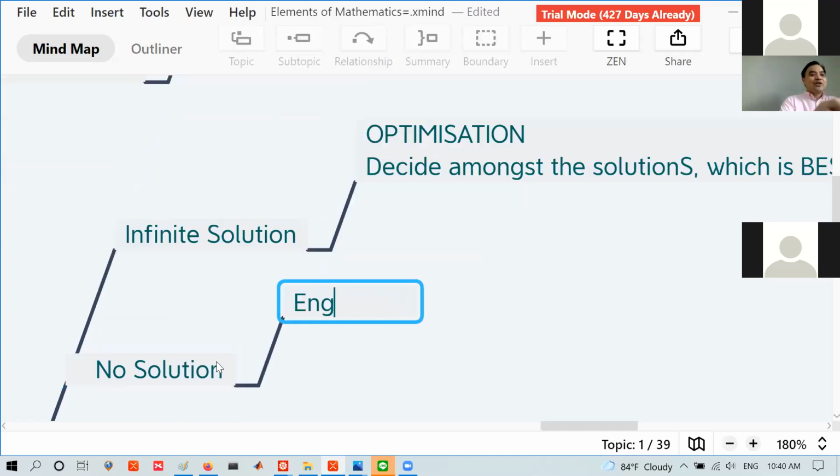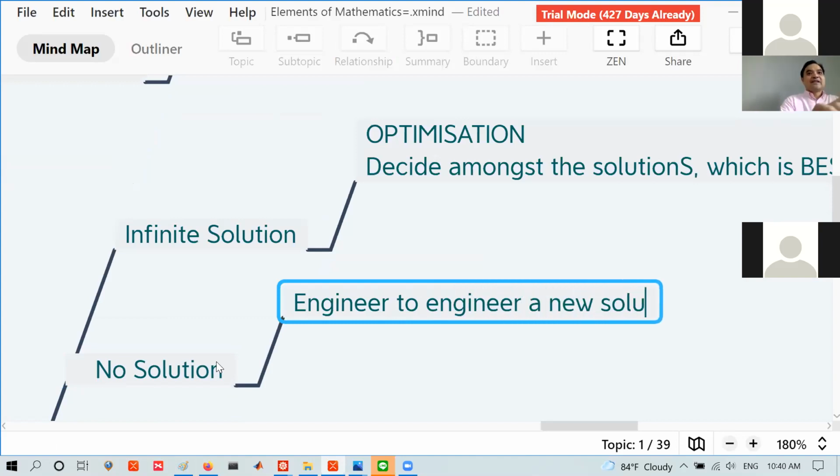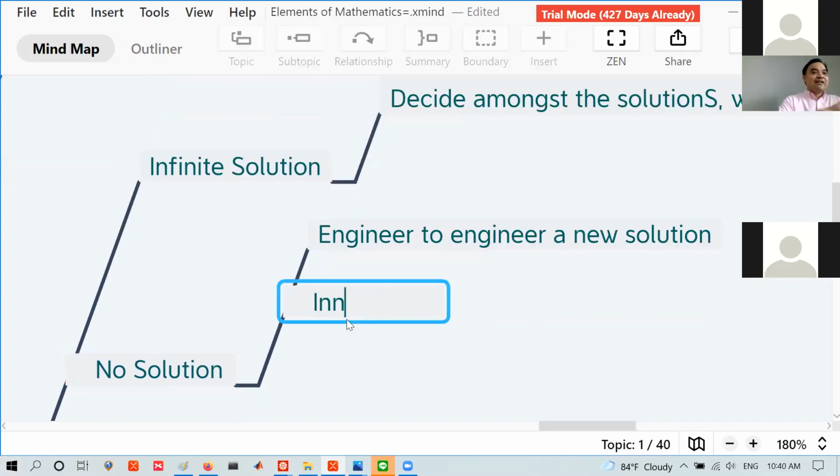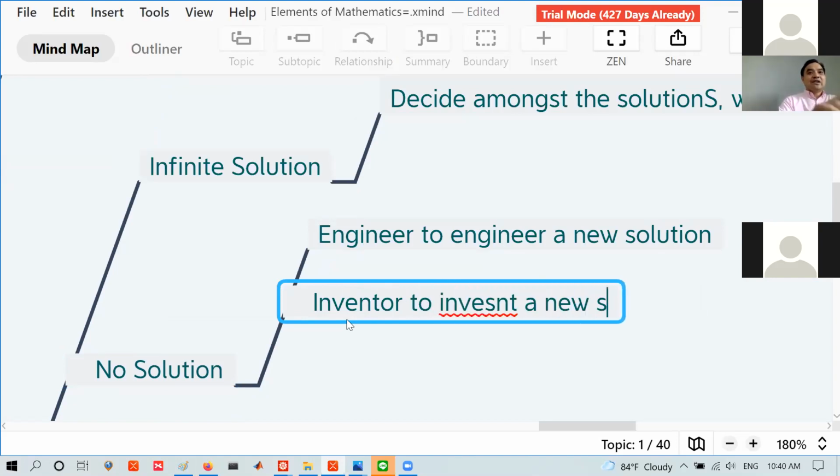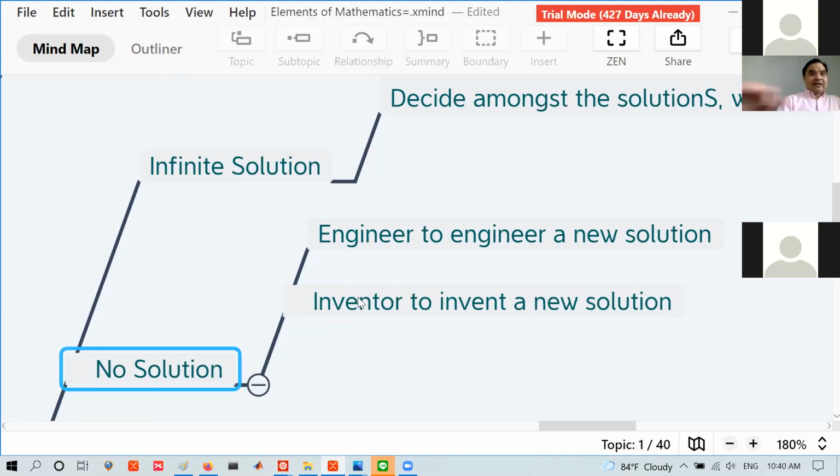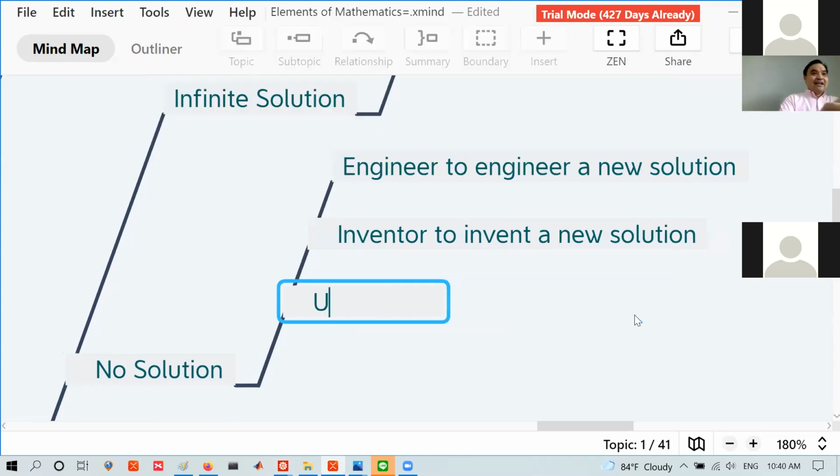Now, if you have no solution, you have to find your way around, and that's basically two things. You go to the engineer to engineer a solution. Or you are an inventor, innovator, to invent a new solution. By the way, once you have the invention, what happened? Invention plus a whole bunch of strategic stuff.